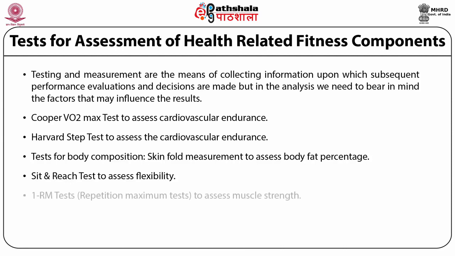Next one is 1 RM test, which is called repetition maximum test, to assess muscle strength. The objective of this test is to measure maximum strength of various muscles and muscle groups. The advantage of this particular test is the required equipment is readily available in most gyms, but there is some disadvantage also, like performing a maximum weight lift is only for advanced weight trainers.